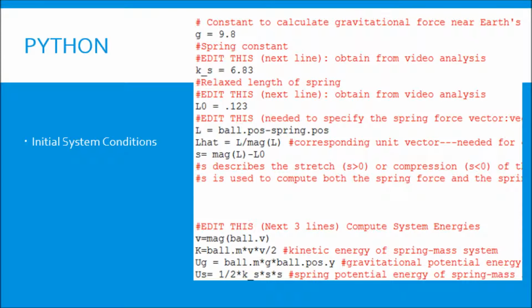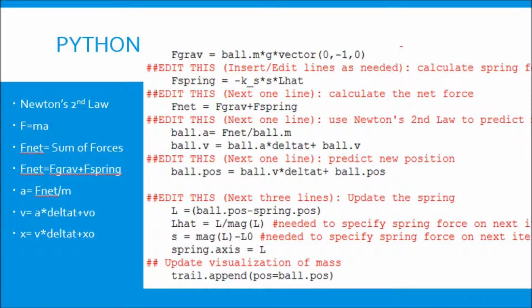Next we did our calculation loop, and the force of the spring was negative k_s times s times L-hat. F-net is F-grav plus F-spring, which is the total force. According to Newton's second law, F equals ma, and F-net is equal to the sum of the forces. So basically we got velocity from the acceleration and the position from the velocity to update that. And we also updated the value of L for the next point.